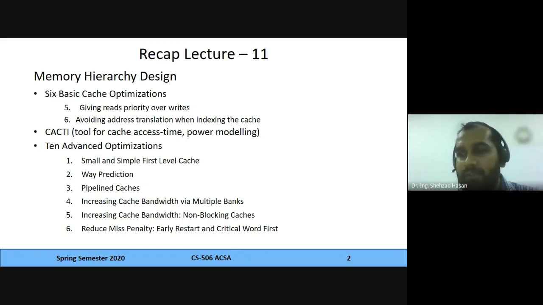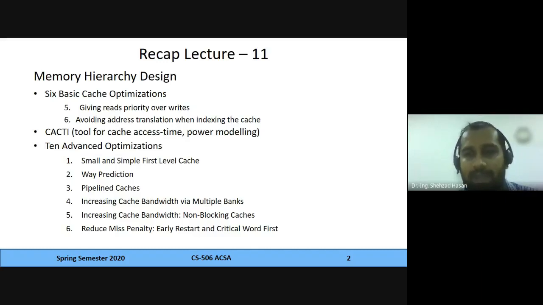The fourth optimization was increasing cache bandwidth by using multiple banks. This was an optimization where we saw that caches should also be arranged in terms of banks. So even if you are talking about a single level of cache, that cache is not implemented as a single chip.